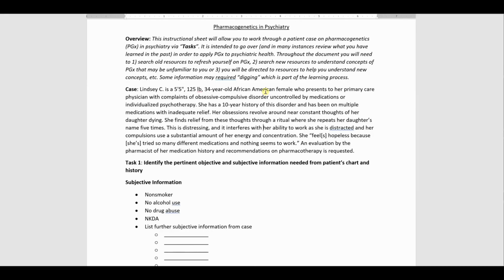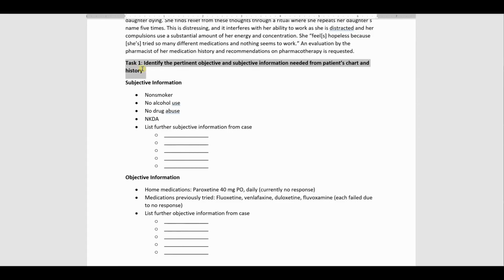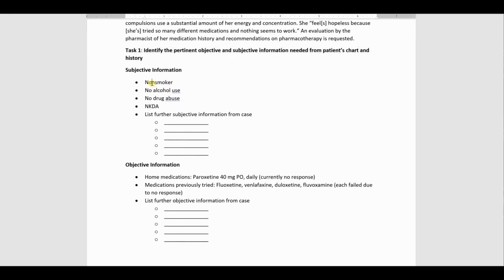She feels hopelessness because she's tried so many different medications and nothing seemed to work. An evaluation by the pharmacist of her medication history and recommendations on pharmacotherapy is requested. So your first task here wasn't even pharmacogenetic based, I suppose. It was to identify pertinent objective and subjective information needed from the patient's chart and history. So you had some starters here. She's a non-smoker. She has no alcohol, drug abuse, and she has no known drug allergies.